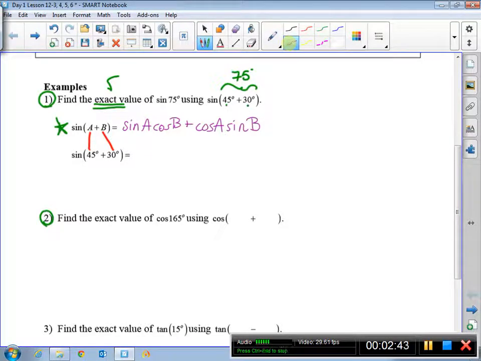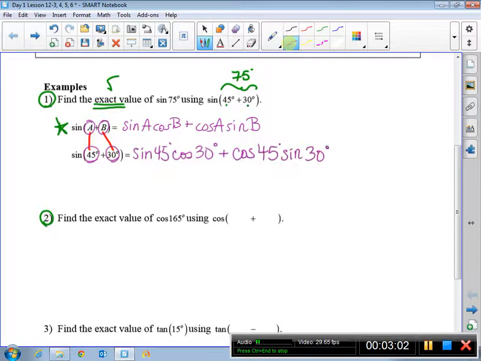So I'm going to go through and substitute for A, the 45. So I have sine 45, and substitute for B, a 30 degree. Cos of 30, cosine of angle A, and sine of angle B. There we go. All that's left to do from there then is write down the values that we know these are. Now these are going to be from the chart, so you might want to do a quick little chart on the side, or look back in your chapter 9 notes. You may have memorized them by now.